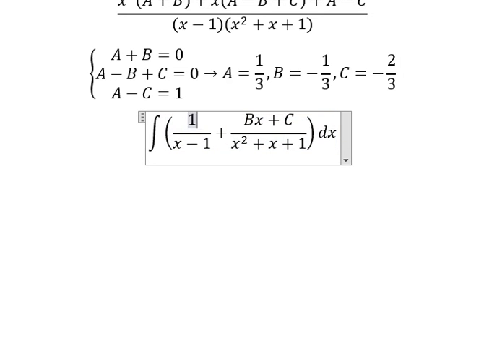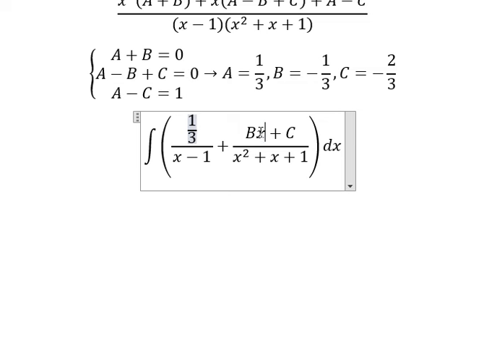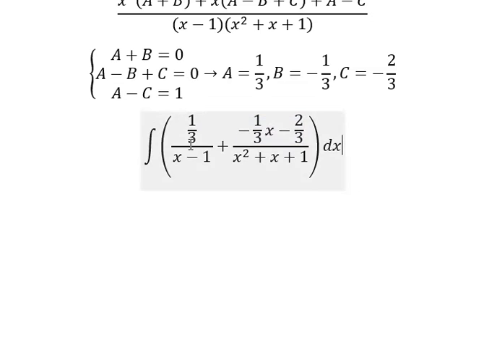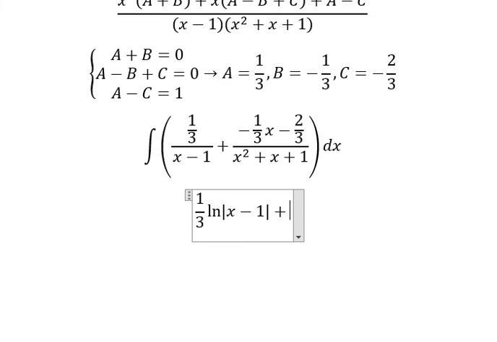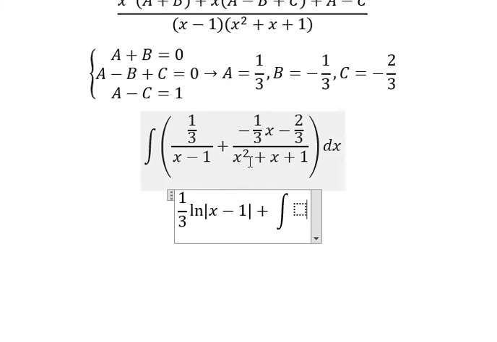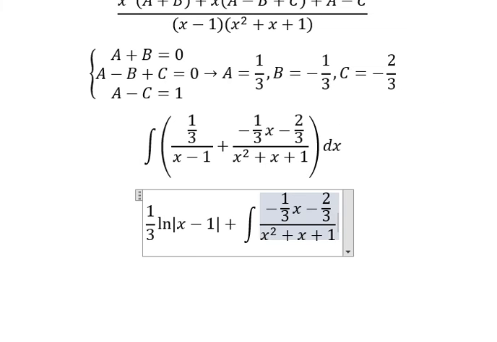So A equals 1 over 3. B equals negative 1 over 3. C equals negative number 2 over 3. The integration of this one, we have 1 over 3 ln of the absolute value of s minus number 1. Now we need to focus on this one.